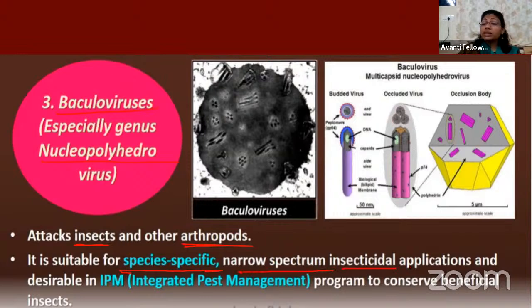They are a narrow spectrum insecticidal application and desirable in an IPM, that is integrated pest management program, to conserve beneficial insects. These viruses do not act on each and every insect or arthropod. They have their action on selected species, right? So we have to use them on a particular plant and specifically against a particular species. Okay.